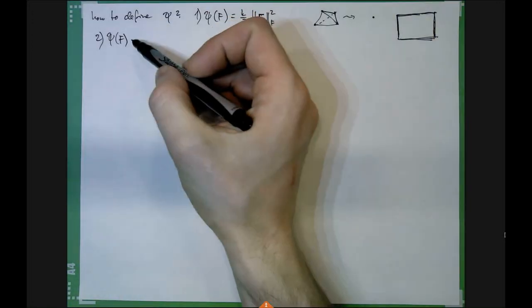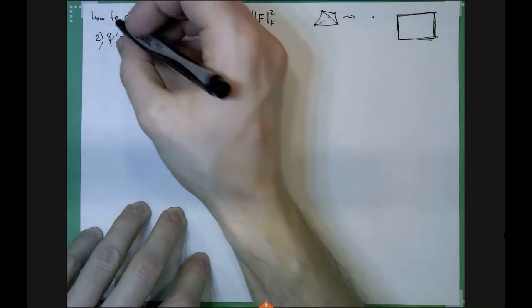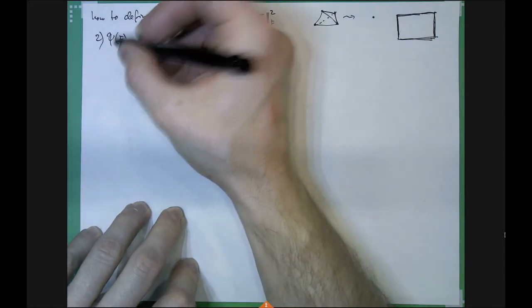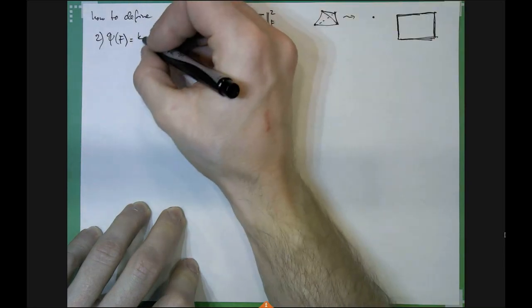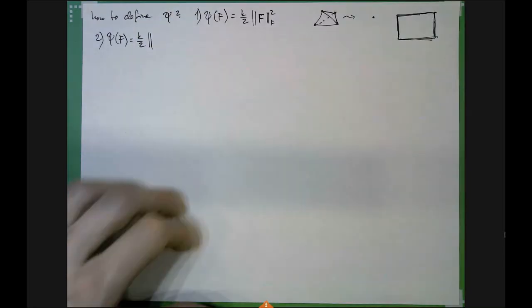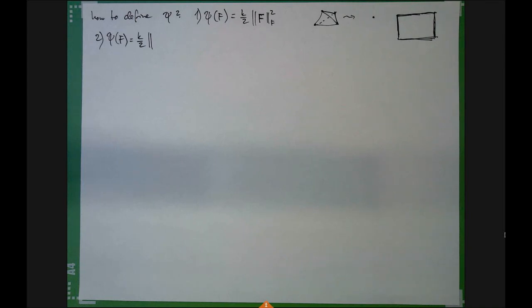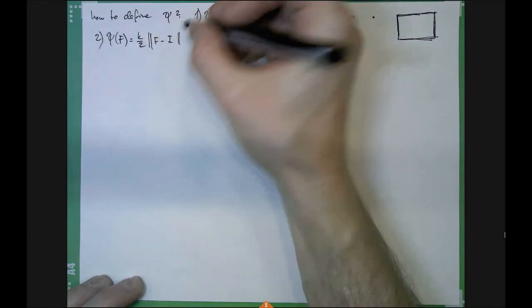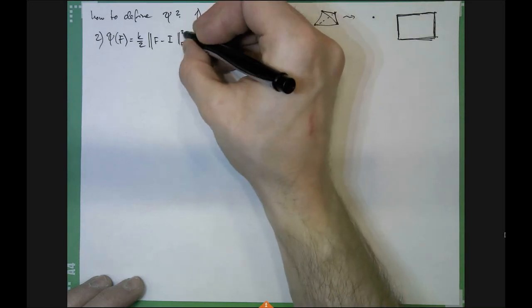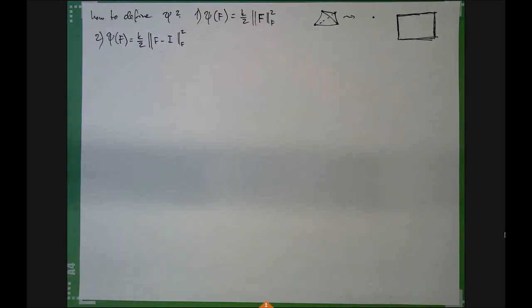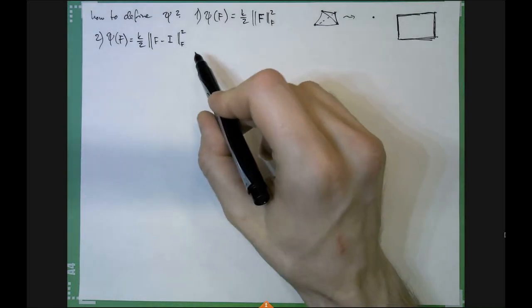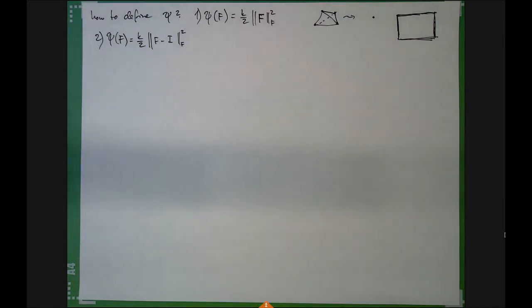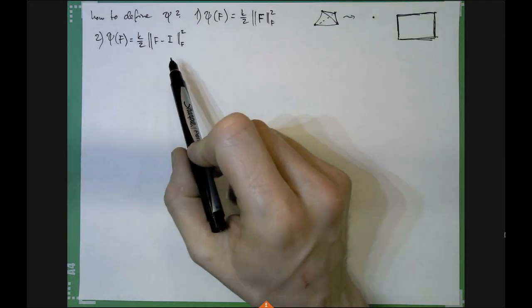Also, I need to define energy such that for F equal identity, I will get 0. So what do you think is the simplest way to do that? Again, I'm probably asking stupid questions. Obviously, the simplest way to do that is to just subtract identity from the deformation gradient. And this is the simplest linear material that actually makes sense, in the sense that it respects the rest pose. It doesn't want to collapse to 0, but wants to collapse back to rest pose.